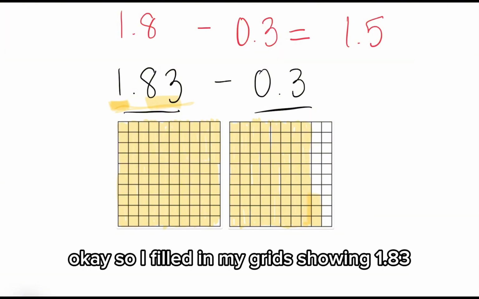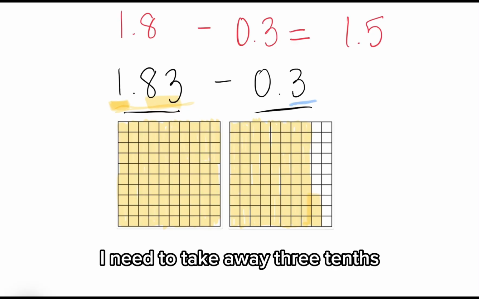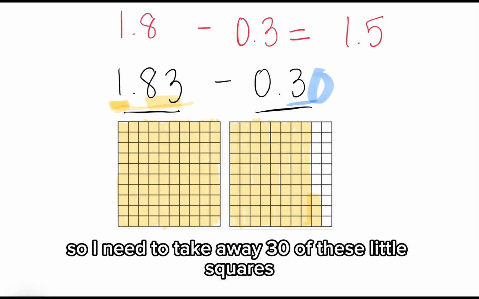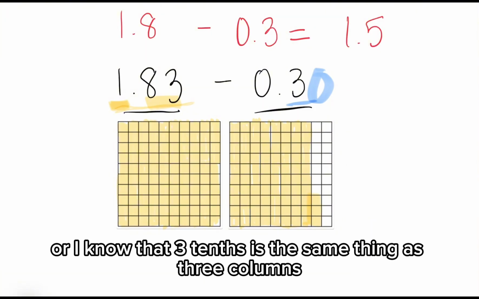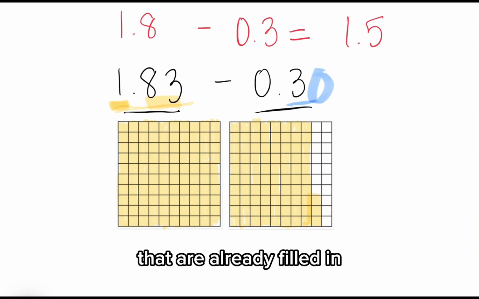Okay, so I filled in my grids showing 1 and 83/100ths. But out of those 1 and 83/100ths, I need to take away 3/10. Or we know that that's the same thing as 30/100ths. So I need to take away 30 of these little squares. Or I know that 3/10 is the same thing as 3 columns. So I'm going to go ahead and get rid of 3 columns that are already filled in.